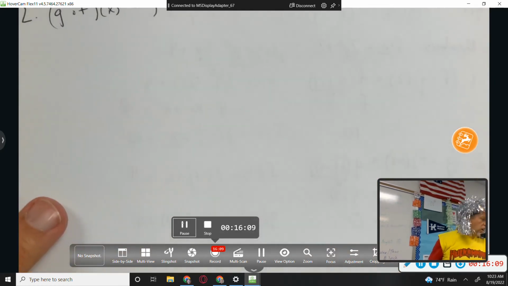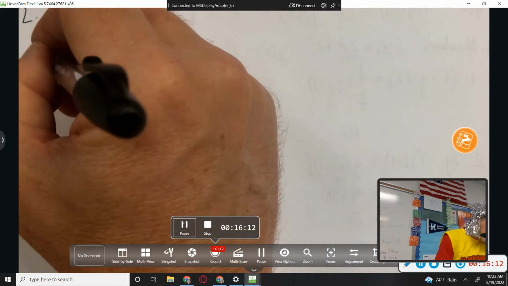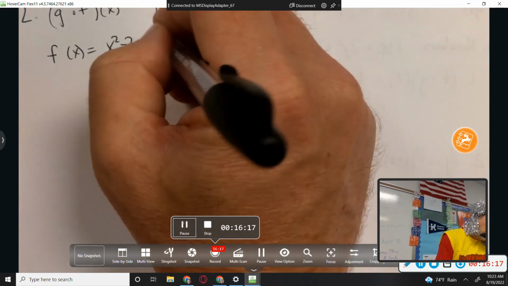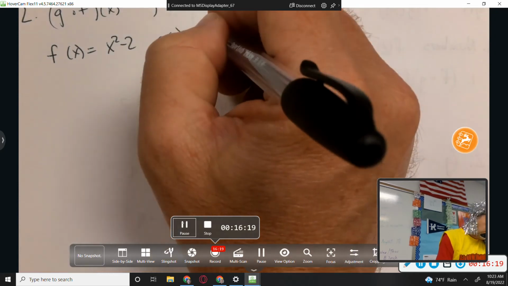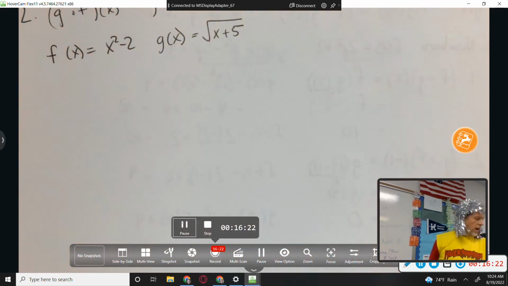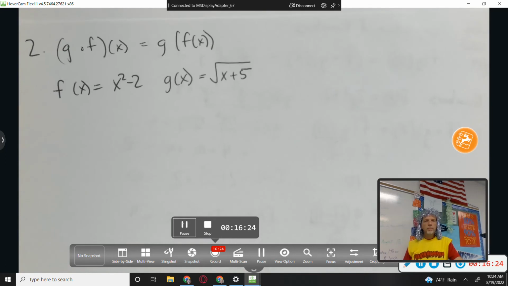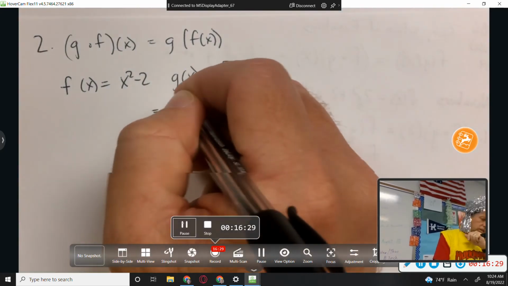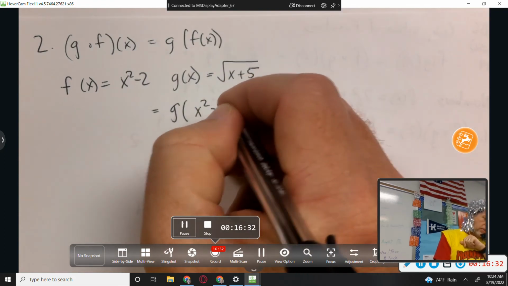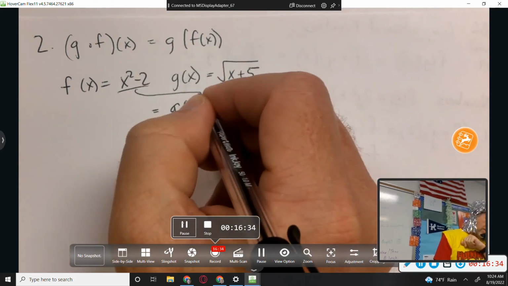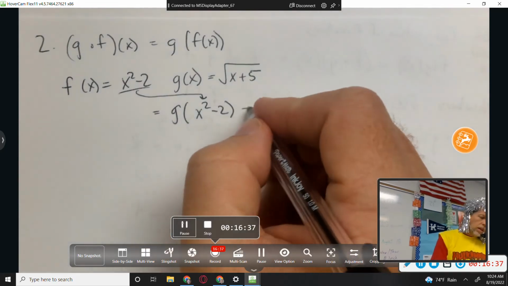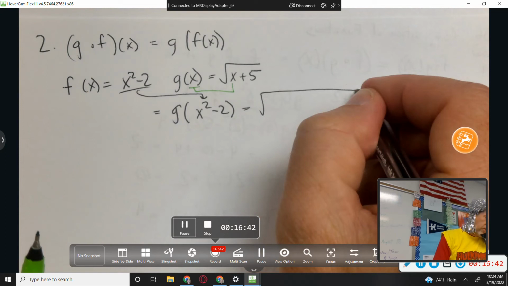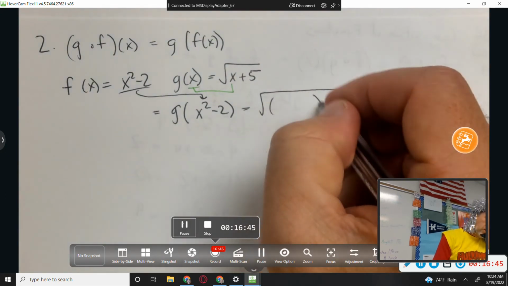I want to change up what f and g are to make a little bit different point on this one. So let's let f of x be x squared minus 2 and g of x be the square root of x plus 5. So g of f of x is g of x squared minus 2, because that's what f of x is. So I look at my g function. The g function is the square root of whatever the input is plus 5.